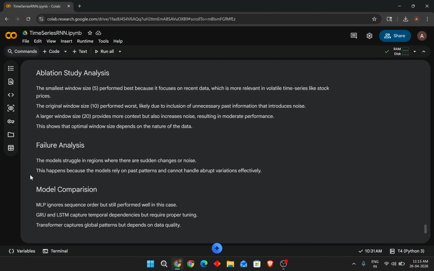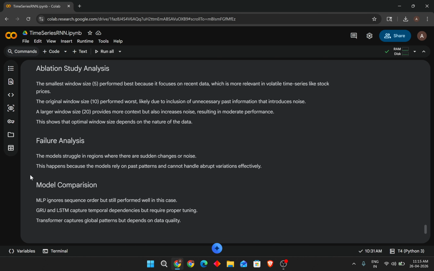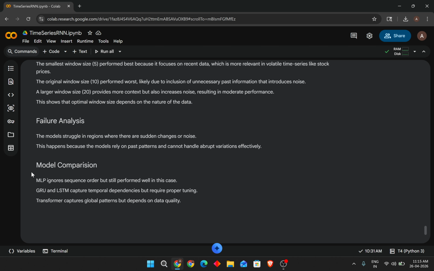In the failure analysis, the model struggles in regions where there are sudden spikes or irregular changes. This happens because the model relies on past patterns and cannot handle abrupt variations effectively. In conclusion, this assignment helped me understand how sequence models work internally and how model performance depends on the nature of the dataset. Thanks.